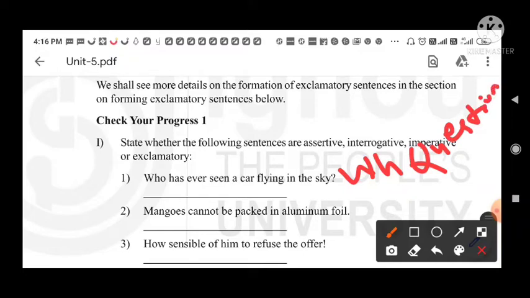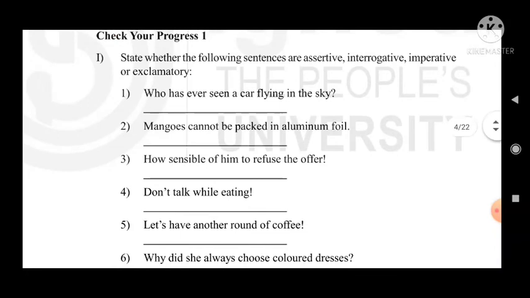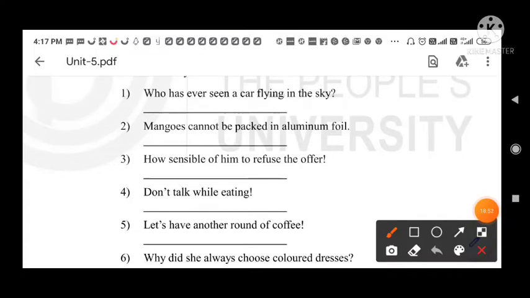Then mangoes cannot be packed in aluminum foil. Here not is used, cannot. So here it is a negative sentence, meaning assertive sentence. Then how sensible of him to refuse the offer. So here it is an exclamatory sentence, because an exclamation mark is there.